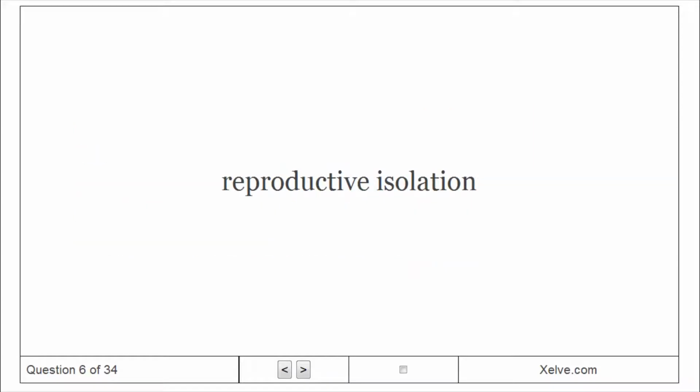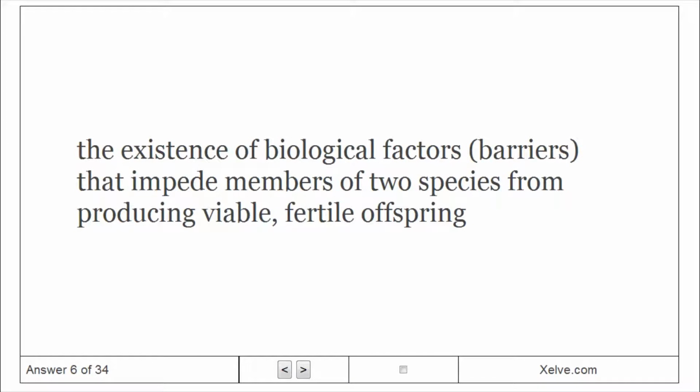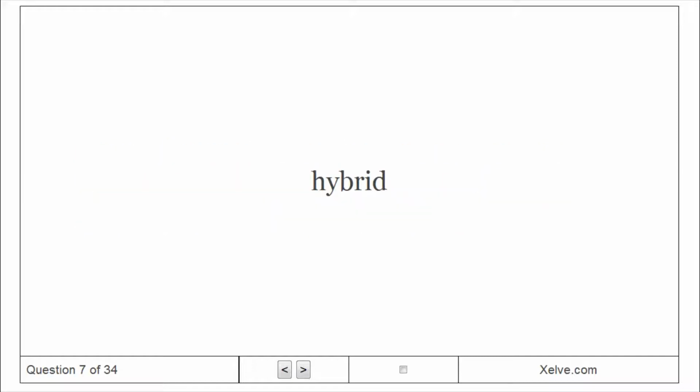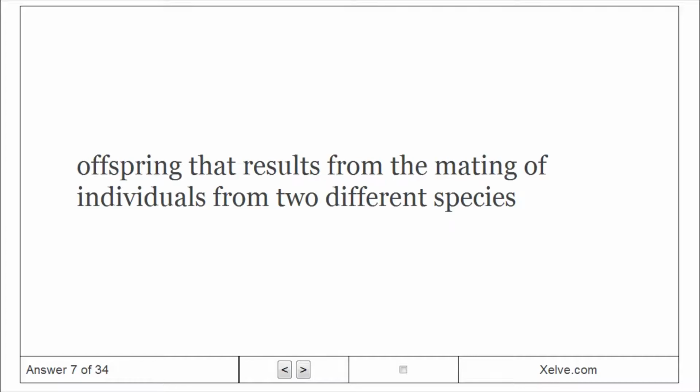Reproductive isolation. The existence of biological factors, barriers, that impede members of two species from producing viable, fertile offspring. Hybrid. Offspring that results from the mating of individuals from two different species.